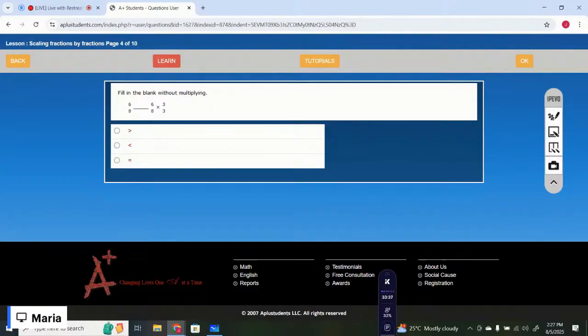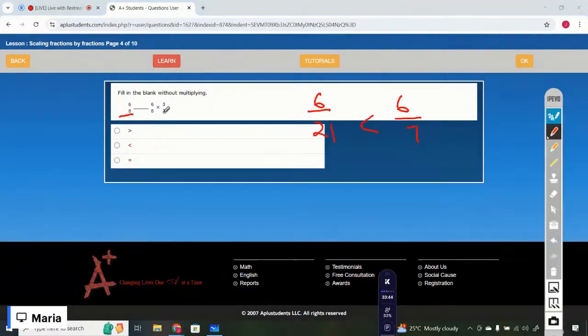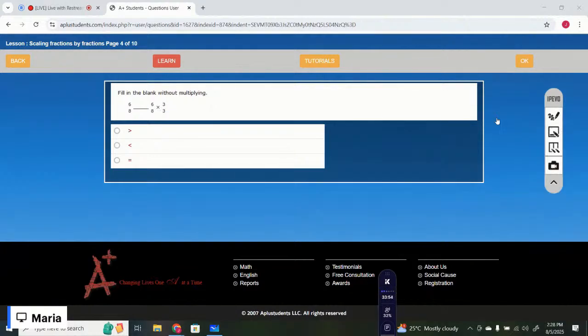Fill in the blank without multiplying. So basically we don't need to multiply, right? So let's just do without multiplying. This is 6 by 8 and 6 by 8 times 3 by 3. So 3 by 3 makes 1, right? And the rest of the fractions are exactly equal. Option number 3 is the correct option. Equal it is.